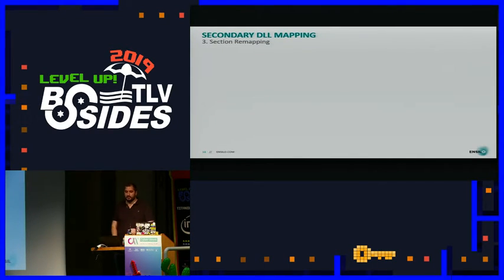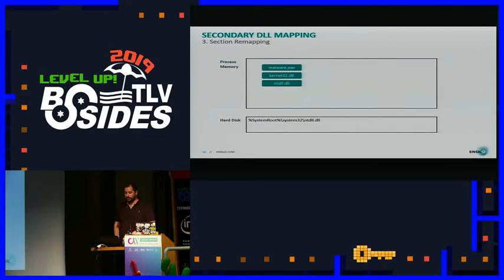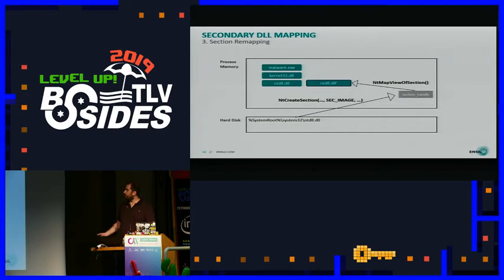So the last technique for this category is called section remapping. Basically, we're going to create another mapping in the same process of the DLL we want to use, using the lower level native functions. We're going to create a section that represents an image, and then just map it once again in the process. That way, we still get 2 instances of the DLL we want to use, and it's pretty easy. There are a lot of drawbacks to this method.